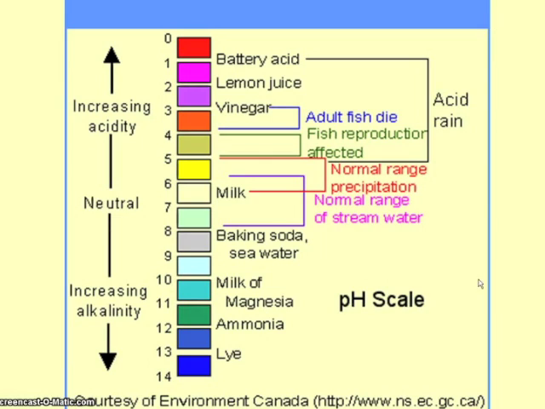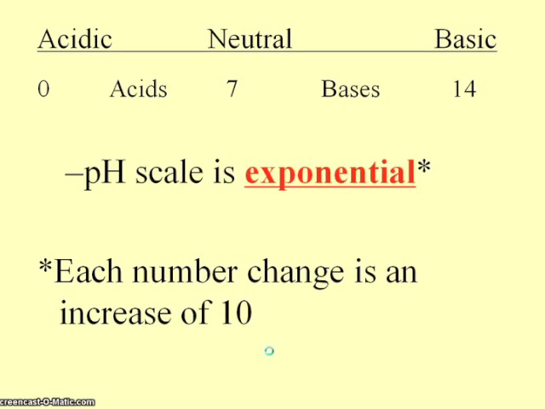Now when we look at this one right here, here we have battery acid, and you know battery acid is bad. Vinegar. Soda is going to be in here in that 3 to 4 range as well, sometimes even lower. Milk is pretty close to neutral. And then you have some of these other harsh chemicals, ammonia, lye, are considered to be strong bases. So again, 7 is considered to be neutral.